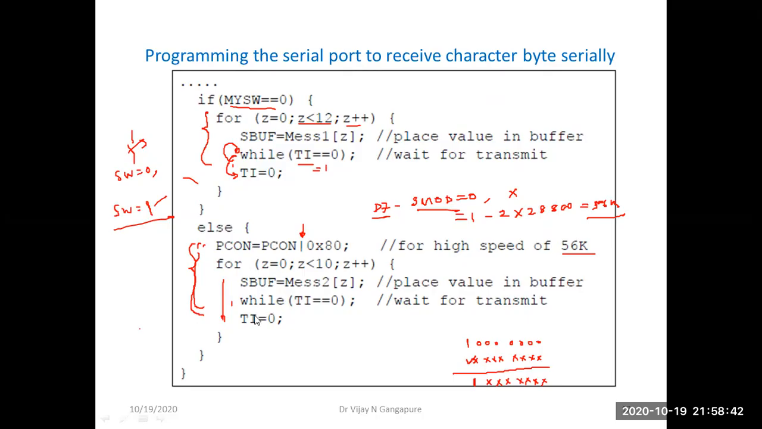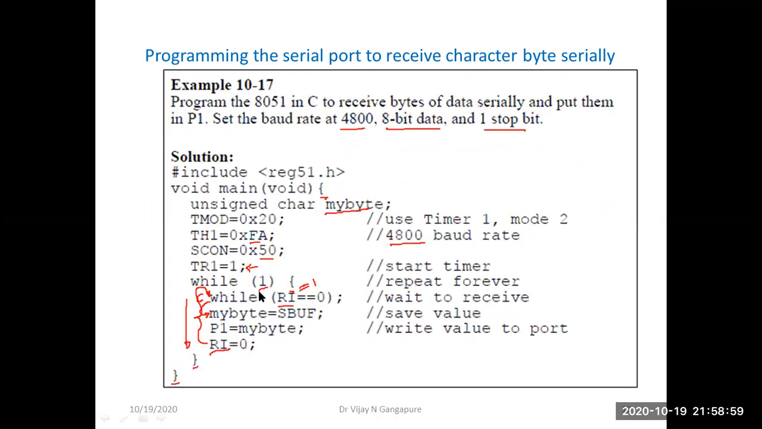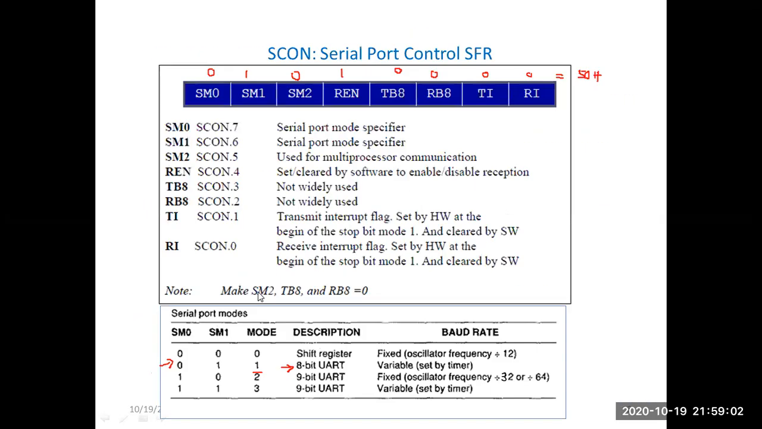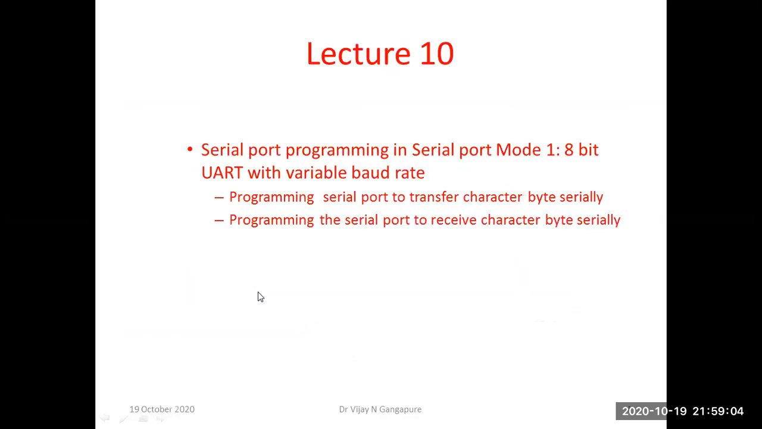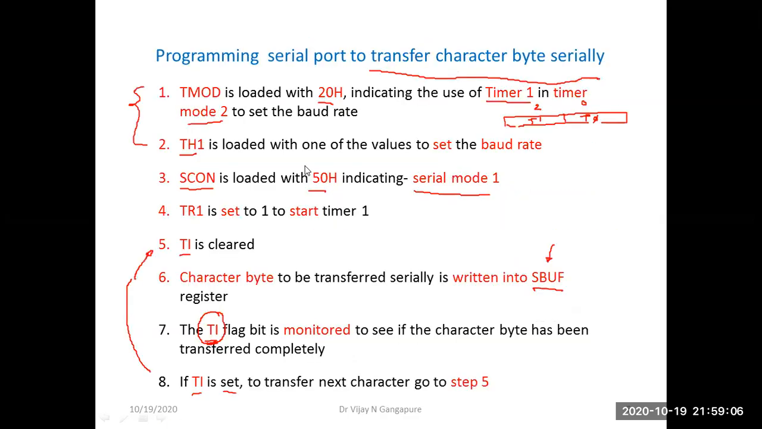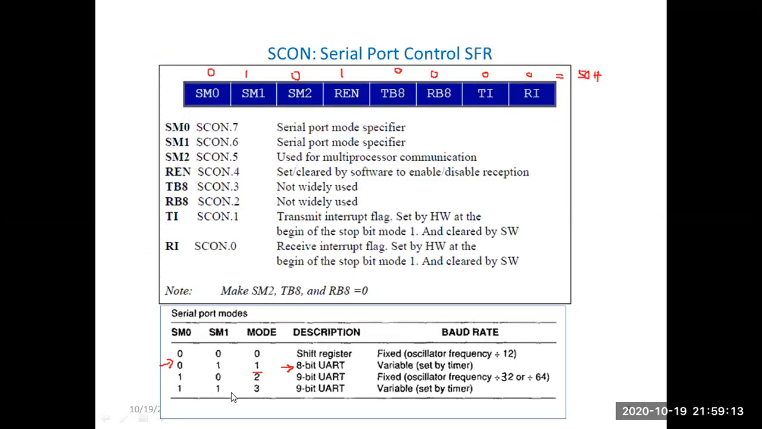In this way, we can program the serial port of 8051 to transmit data serially with varying baud rate depending on our requirement. So this is about programming the serial port of 8051 to transmit data serially or to receive data serially. We started with the programming steps in transmitting a character byte serially. So these steps we studied.